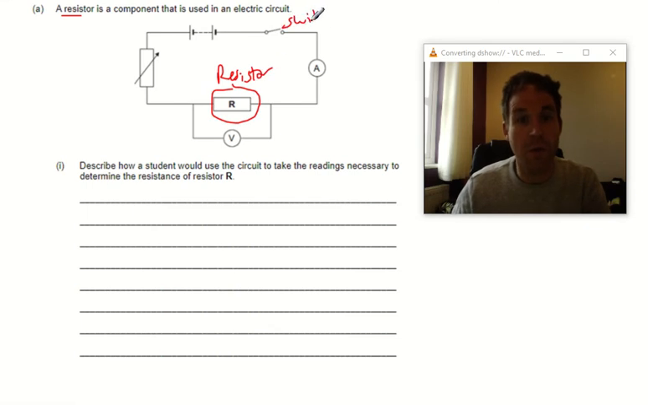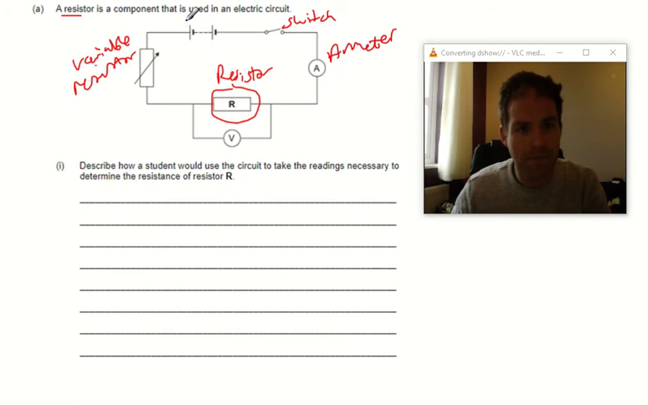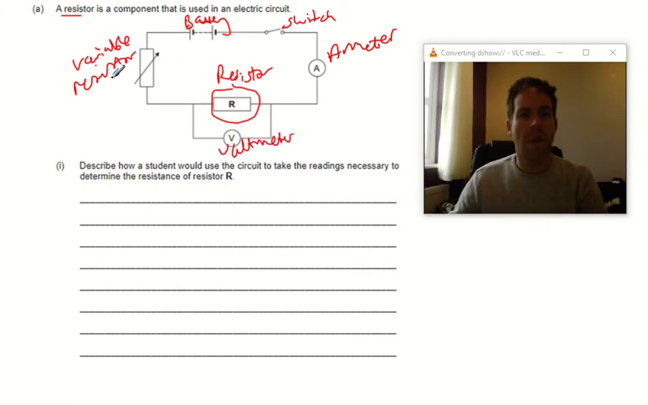We've got a switch here. We've got an ammeter here. Over here, we've got a variable resistor. We've got a power supply here. Okay, with our 2 cells, that makes a battery or power supply, and we've got here a voltmeter. So we've got a variable resistor, battery, switch, voltmeter, ammeter.